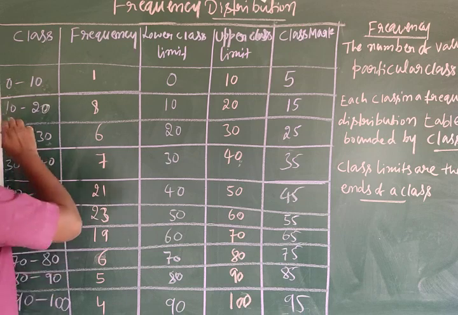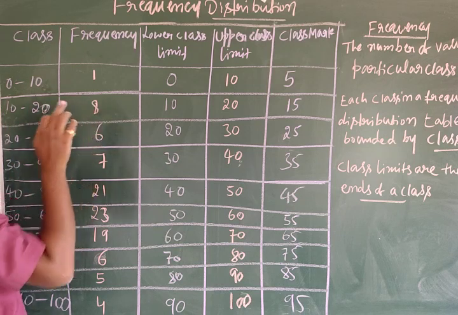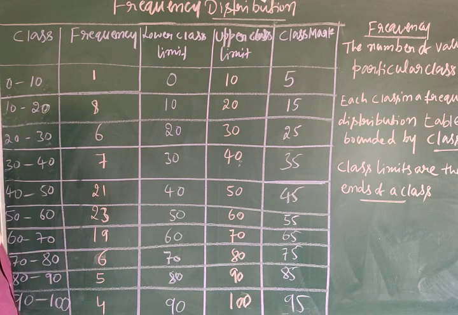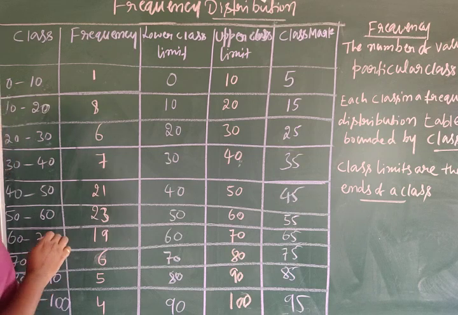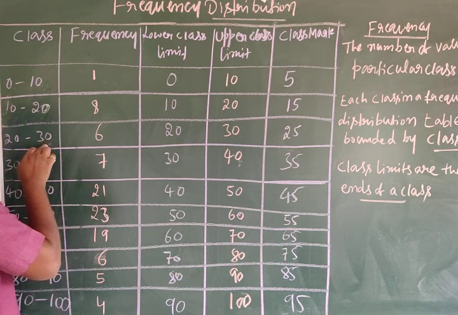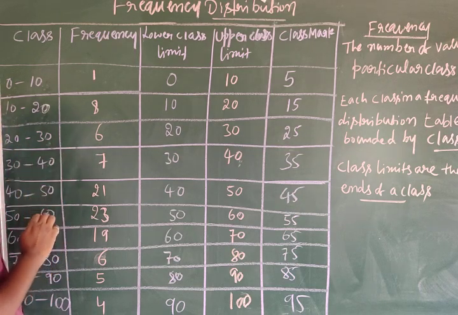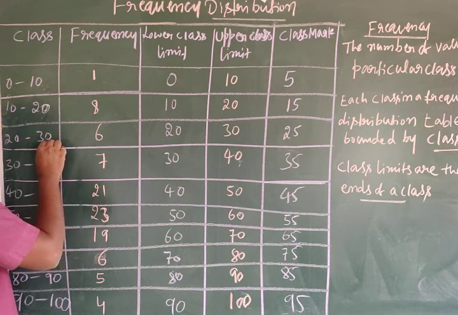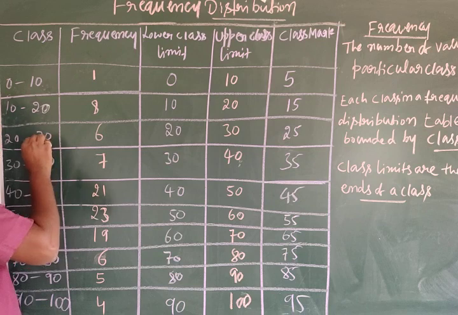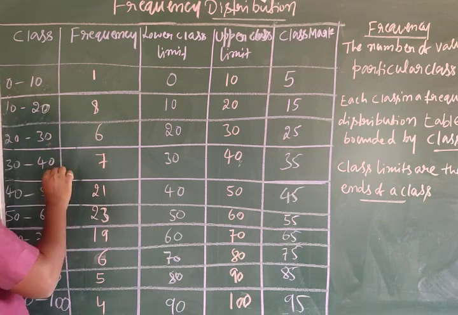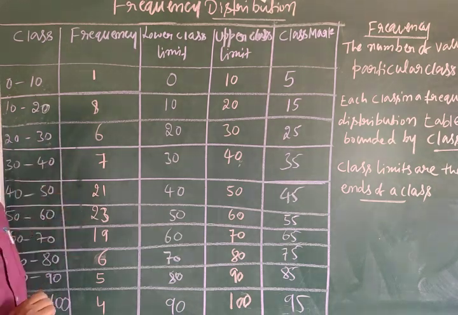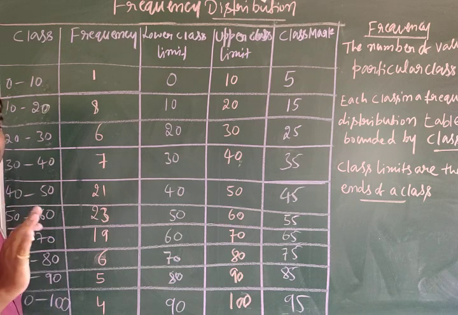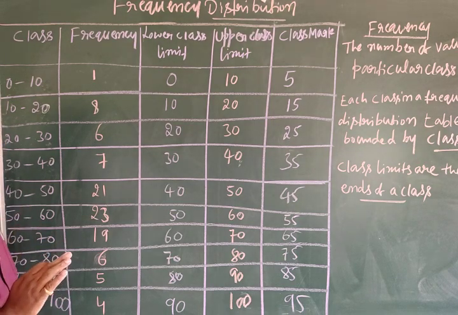You can observe here 10 to 19: there are 8 students. Even 20 to 29, 6 students got marks. But 30 is not included, it is excluded. That means in this type of table, the upper limit is excluded. Don't forget, the upper limit is excluded.